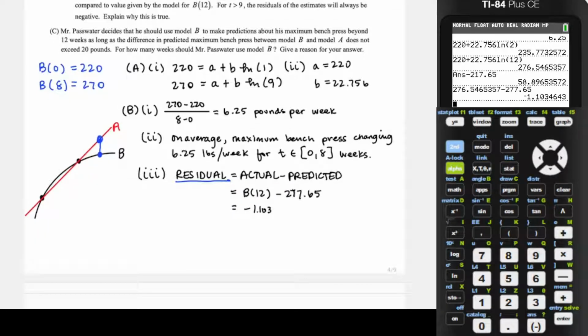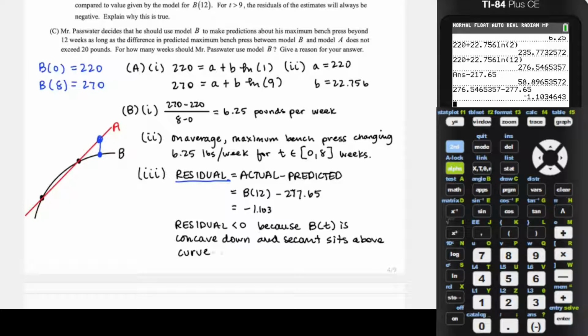Residuals of the estimates will always be negative. Explain why this is true. Residual less than 0 because the graph of B of T is concave down, and the secant line sits above the curve for T beyond that second point, which was T greater than 8. And for T greater than 9, yeah, that will be negative. Okay, yeah. There we go.